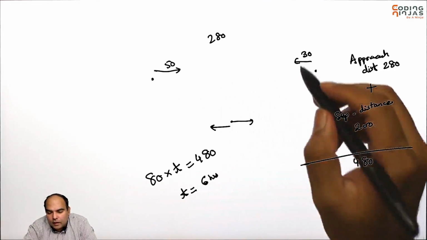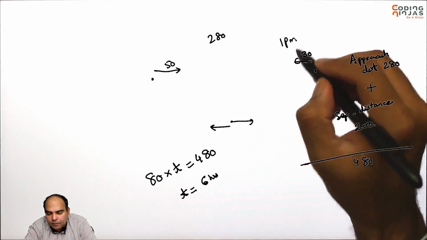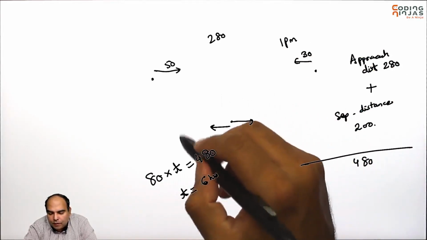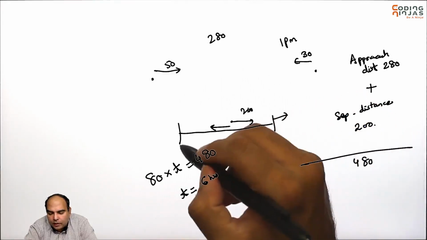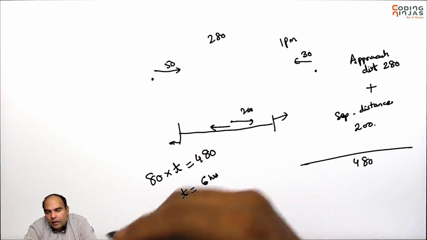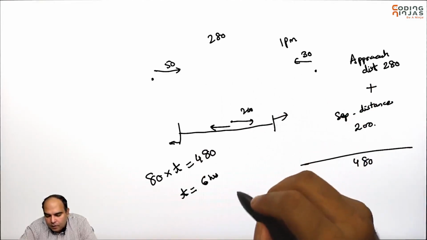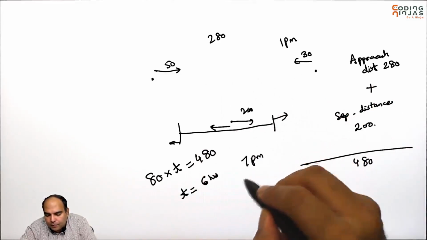So if they started at this position at 1 p.m., this second position when the distance between them is 200 and they are moving in that direction and that direction, that means they have already met and are moving apart, this will happen at 7 p.m.